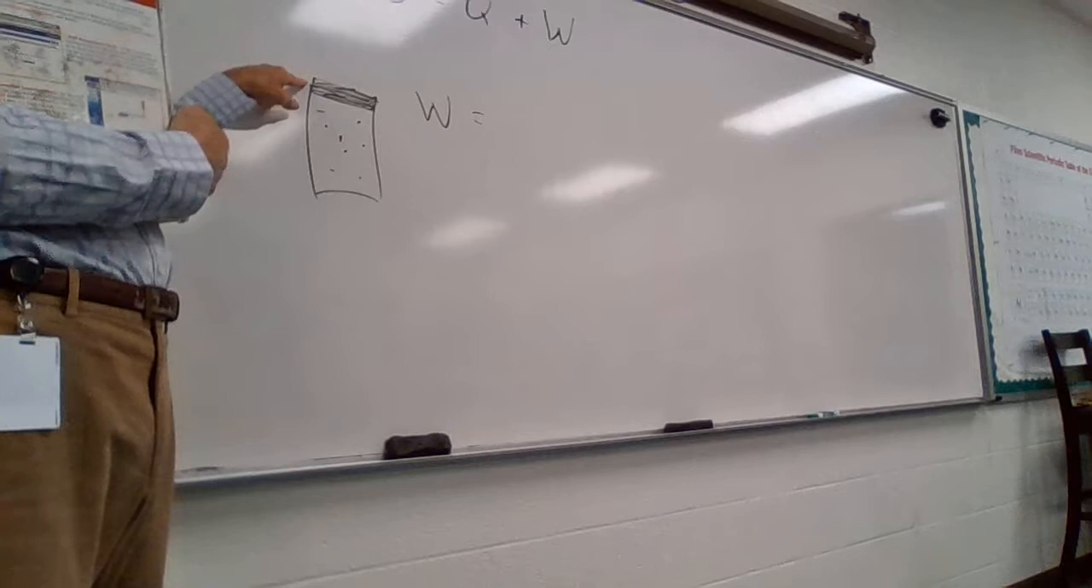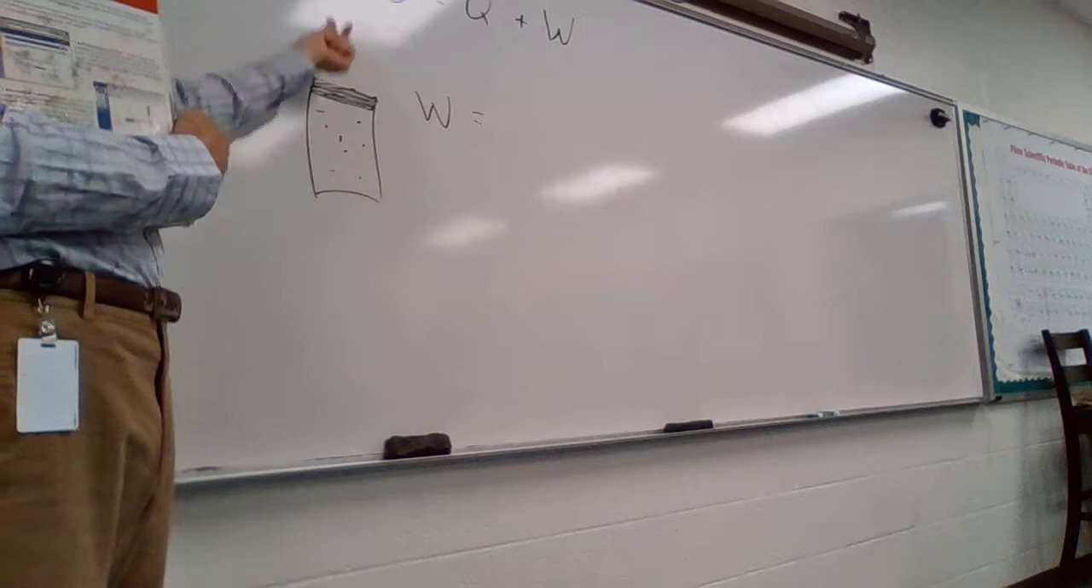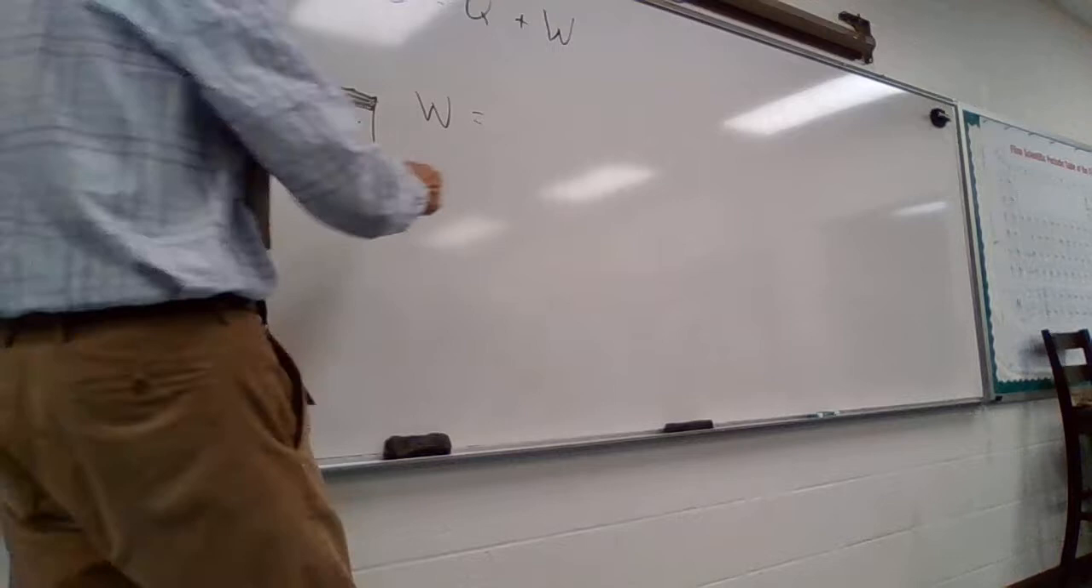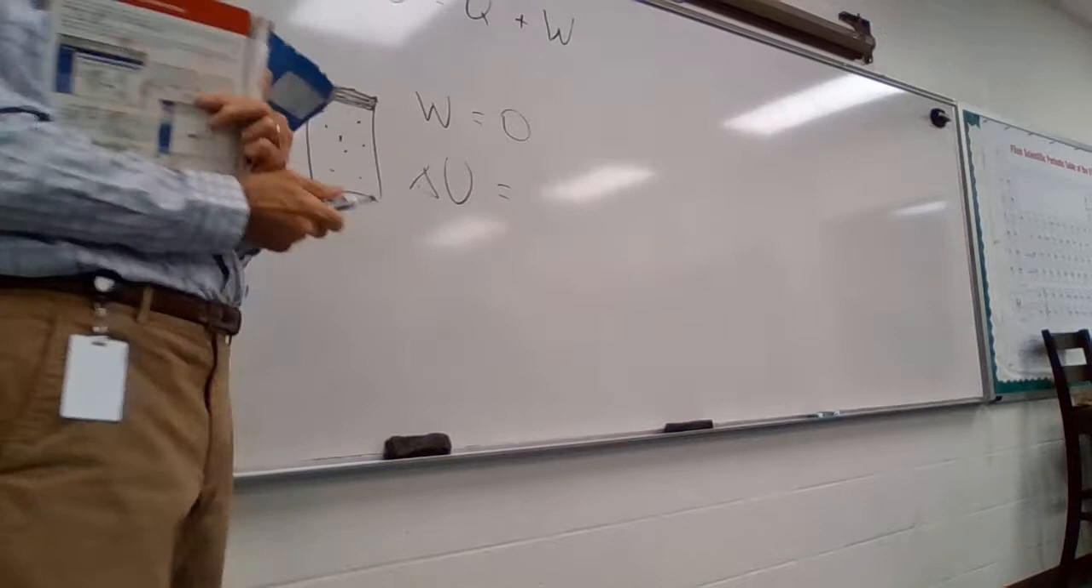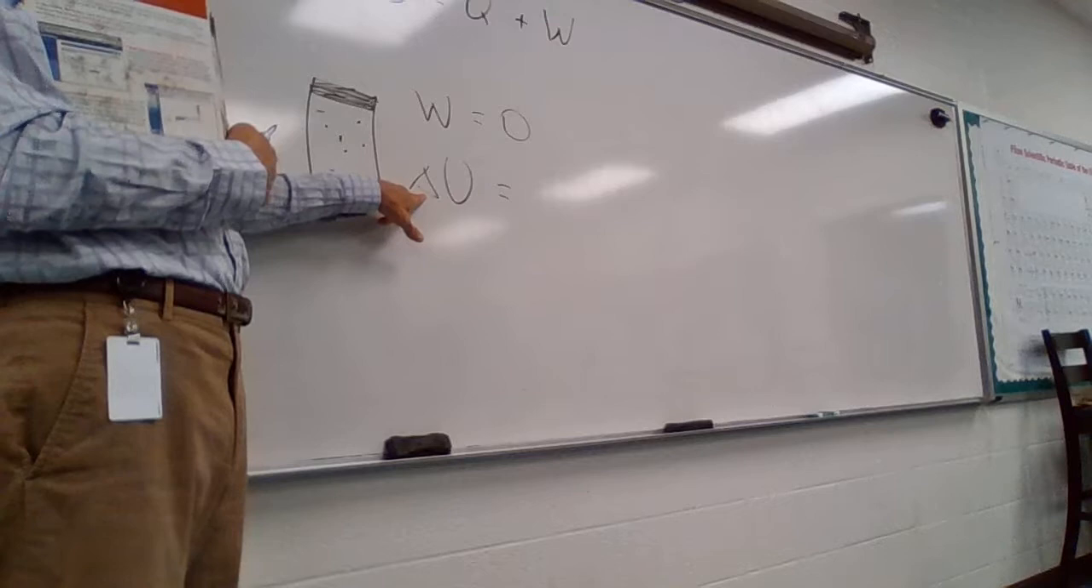Piston didn't move. If I push down on it, I did positive work on the system. If it pushes up, it loses joules. That's negative work. But if it doesn't move, work is zero. Okay. So in that scenario, work is zero. What is delta U? I'm just asking positive, negative, or zero. We don't have any numbers yet. Is there a change in U? If so, is it positive or negative? Or is there no change?